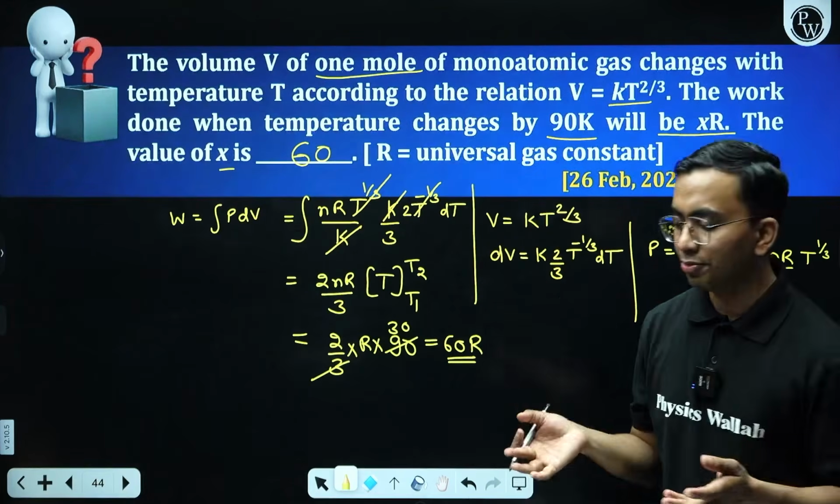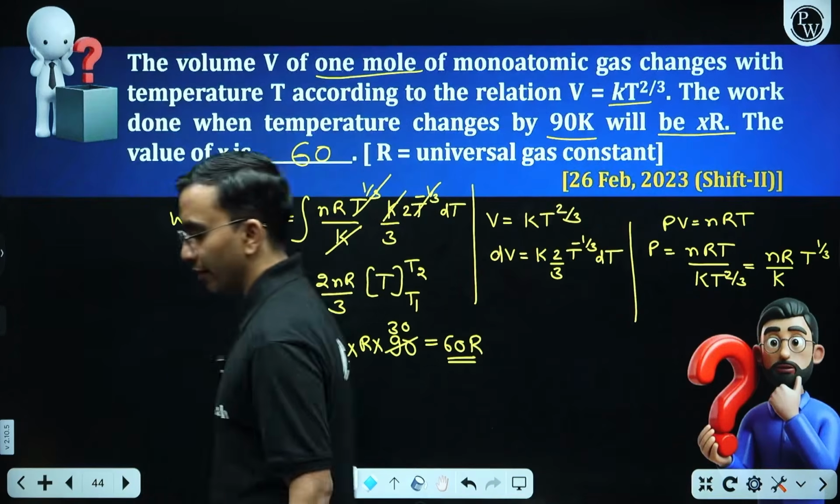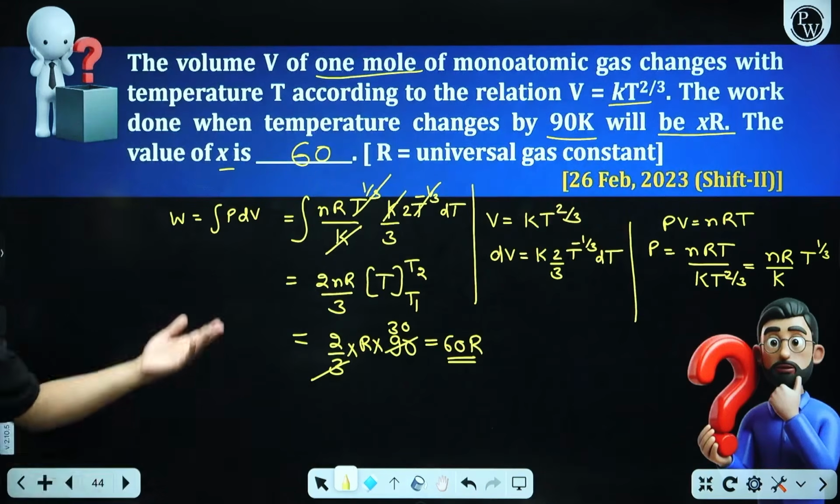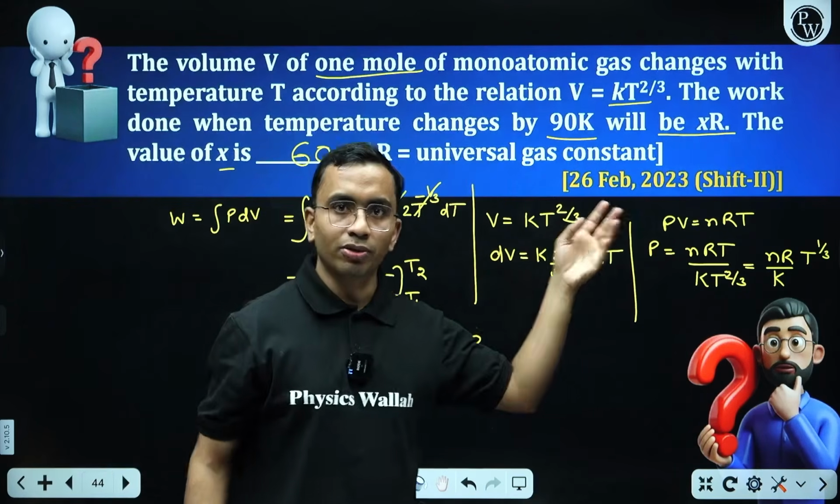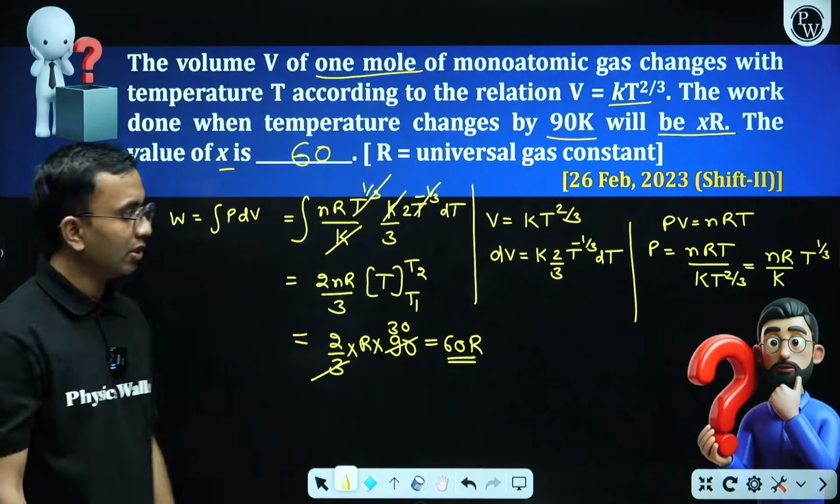Work done is integration of P dV. Any expression is given, I can write it like this. Now this is a polytropic process, and in polytropic process, when we come to it, I'll tell you a direct formula also, like from there we will derive it, and from there also you can write.